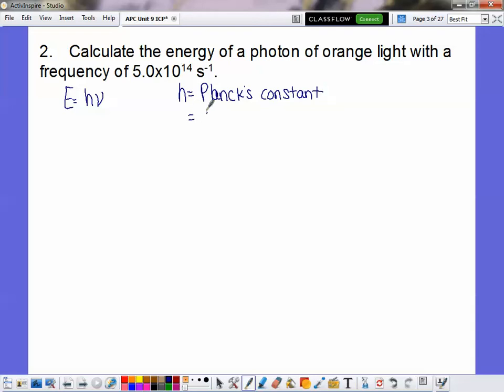And it is 6.626 times 10 to the negative 34 joules times seconds. It's on the formula sheet. Yep. Nothing that I've shown you so far is not on the formula sheet. That's coming next. All right. So, we're calculating energy. We know Planck's constant because it's on the formula sheet. No need to memorize.